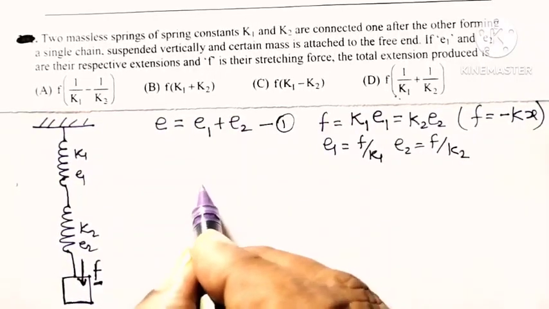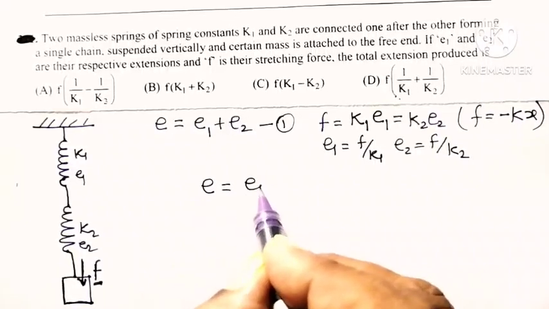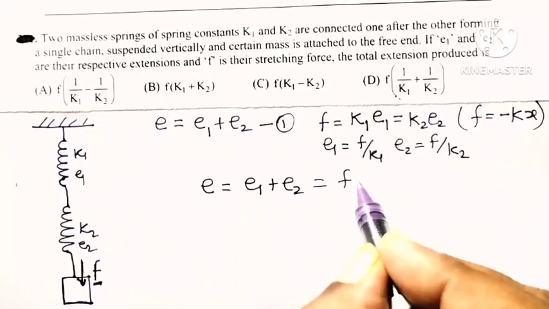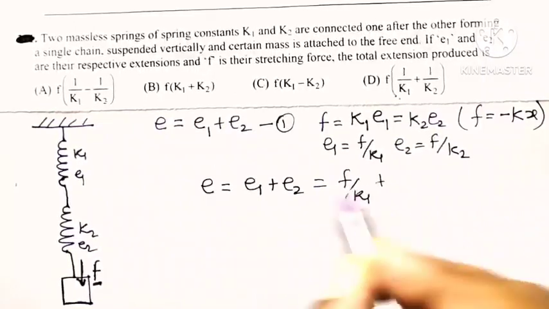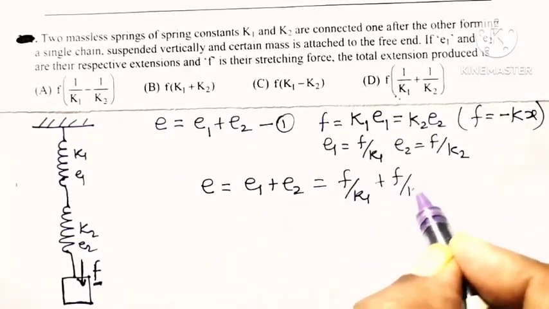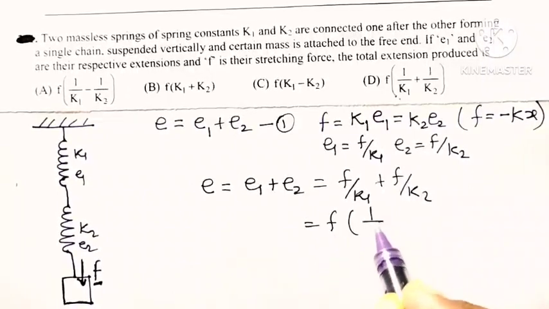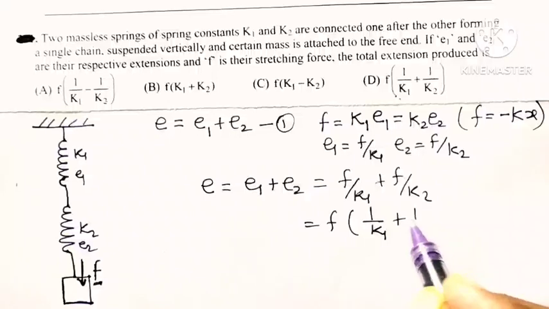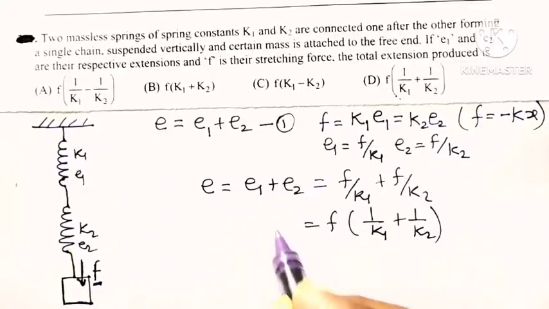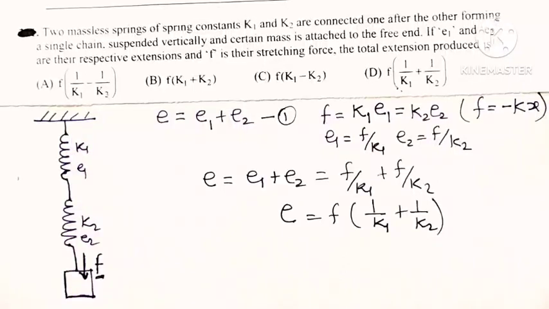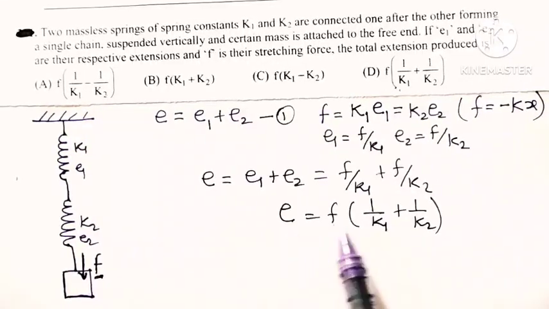So the total extension produced, E, is equal to E1 plus E2. Now we can put the value of E1, which is F divided by K1, and the value of E2, which is F divided by K2. Now F can be taken as common, so in the bracket we are left with 1 upon K1 plus 1 upon K2. So the total extension produced in this system, E, is equal to F into 1 upon K1 plus 1 upon K2.